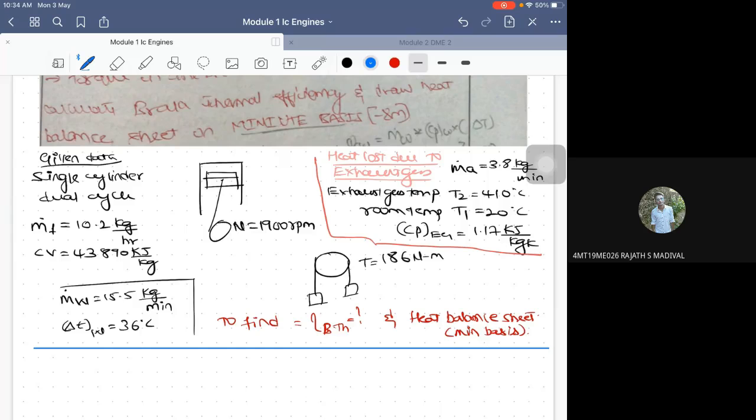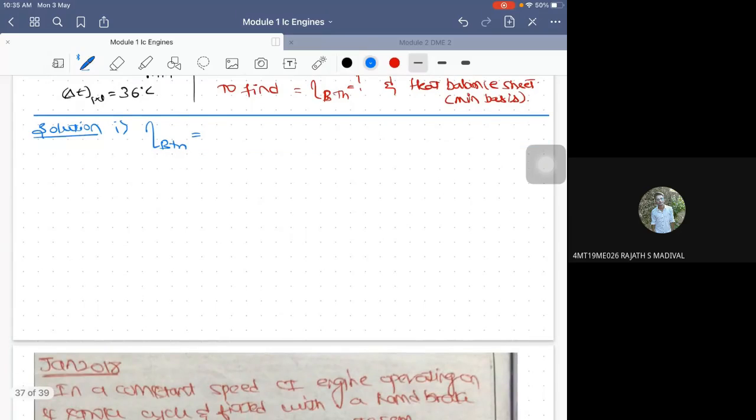Solution. Okay. So first thing what is asked? First thing asked is the brake thermal efficiency. So how do you calculate the brake thermal efficiency? BP divided by m dot f into CV. So do I have the value of BP?